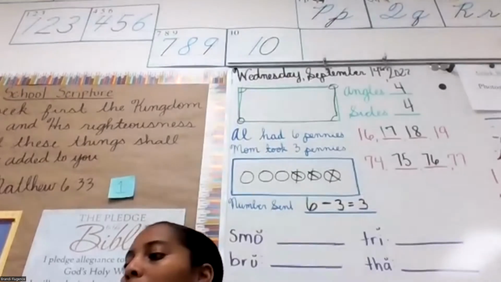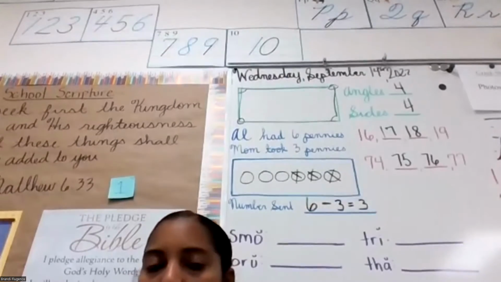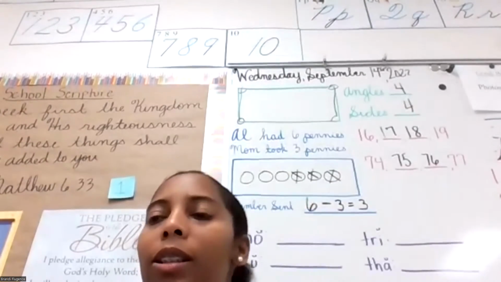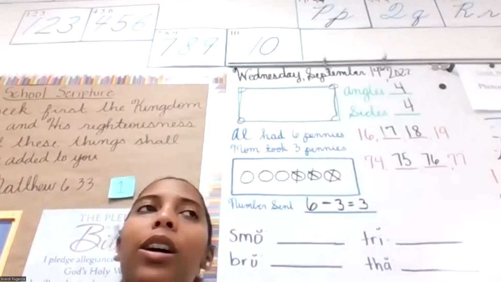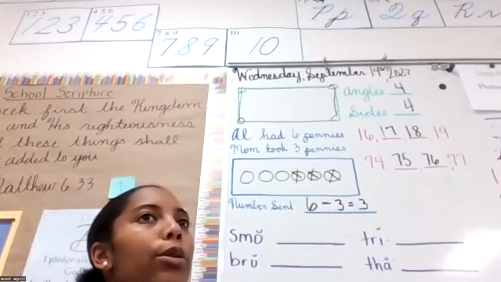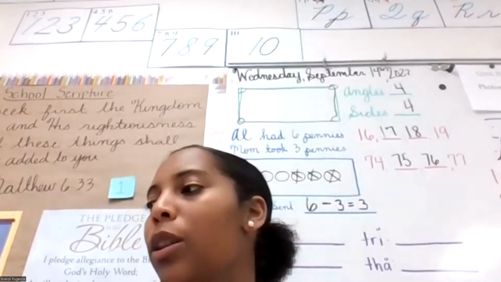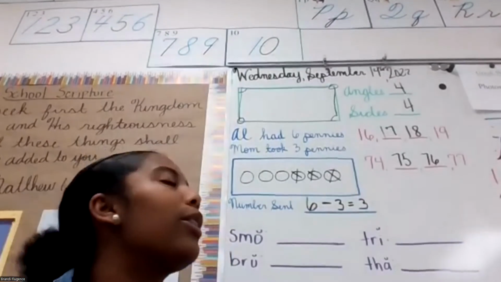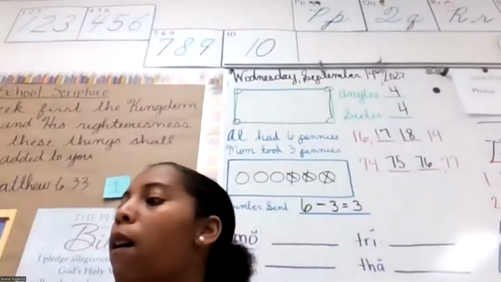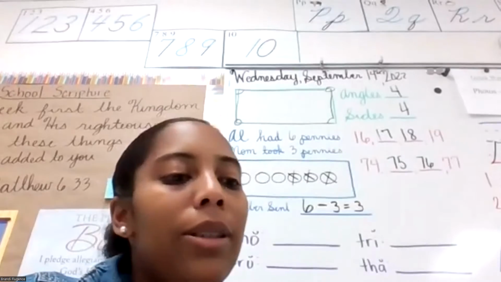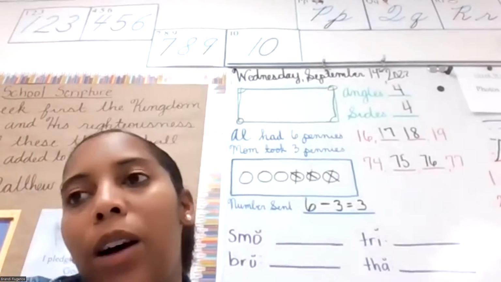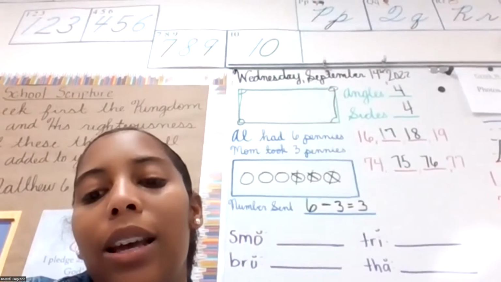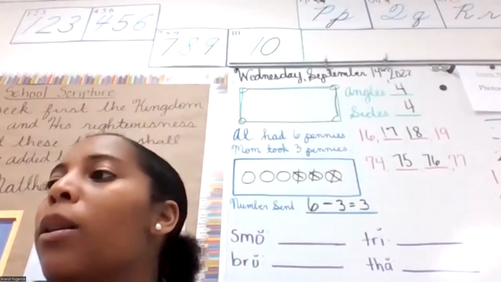Okay, let's start with 1 plus 1 though, because the song does not have 0 plus 0. So let's start with 1 plus 1. 1 plus 1 equals 2. 2 plus 2 equals 4. 3 plus 3 equals 6. 4 plus 4 equals 8. 5 plus 5 equals 10. Again, one more time.